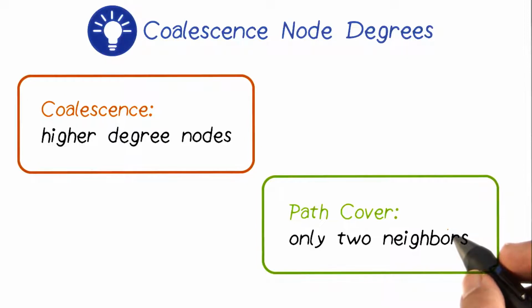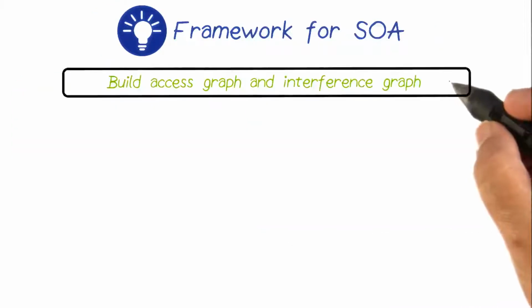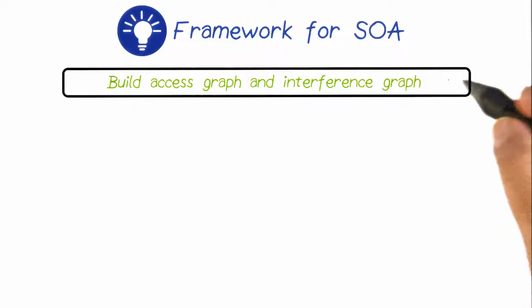For the details of the algorithm, please refer to the instructor's manual. Please read the algorithm in detail as given in the paper that is given in the instructor's manual. Here are some important steps that we are going to cover here. So the first part of the algorithm builds the access graph and the interference graph.